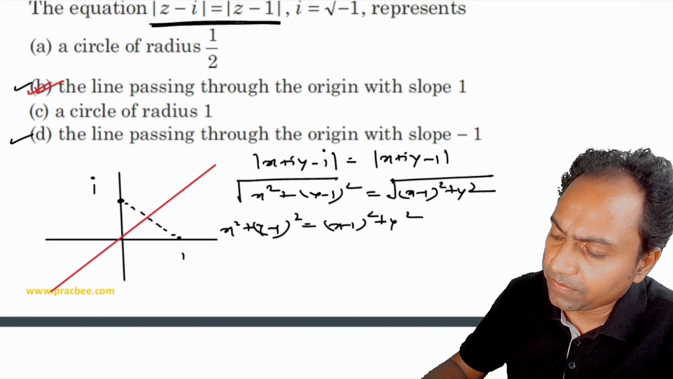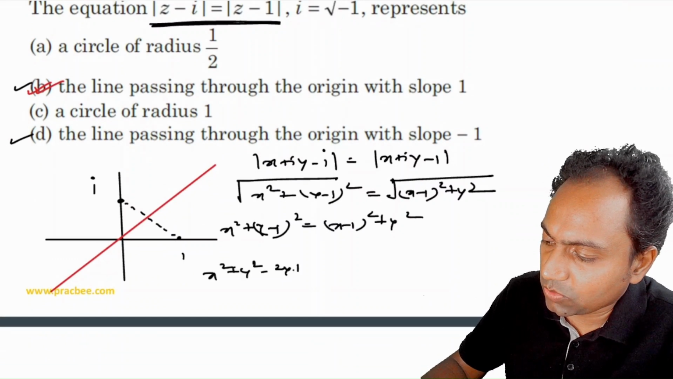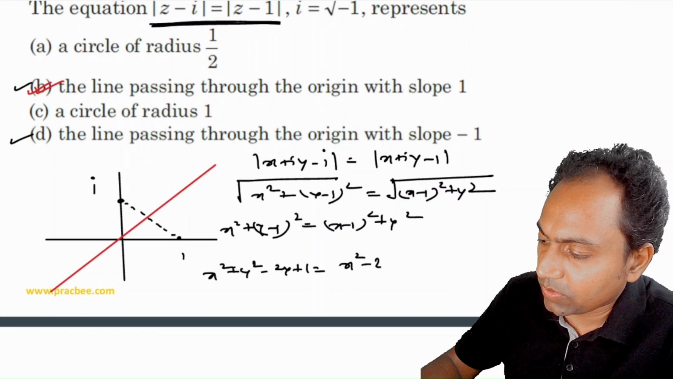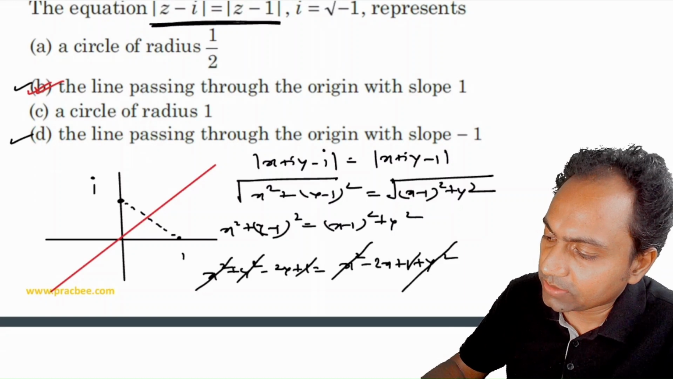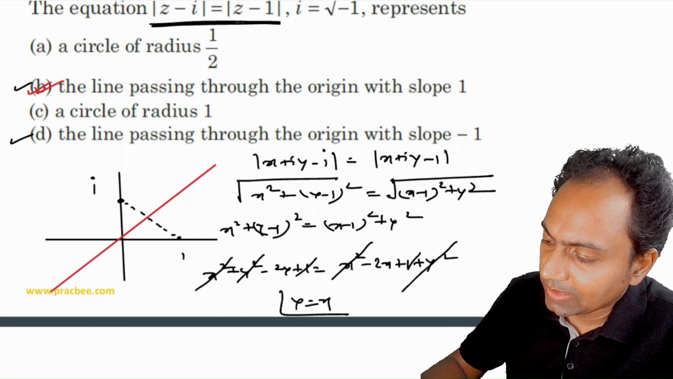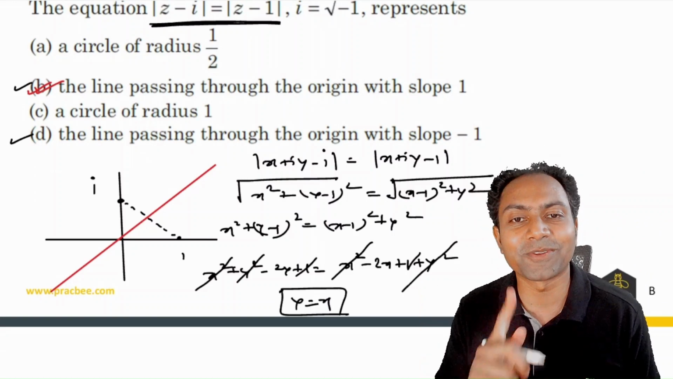And if you simplify, what you will get is nothing but x square plus y square minus 2y plus 1 equals x square minus 2x plus 1 plus y square. So your x square and y square will get cancelled out. Your 1 will also get cancelled out. And what you are getting is y equal to x. That is nothing but a straight line with slope 1. So this is another method of solving the same question but without geometry.